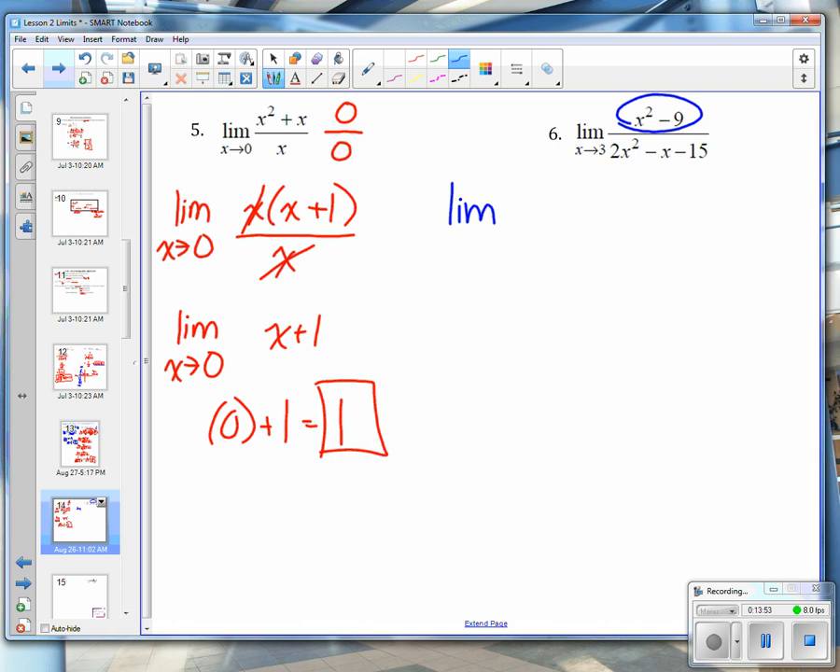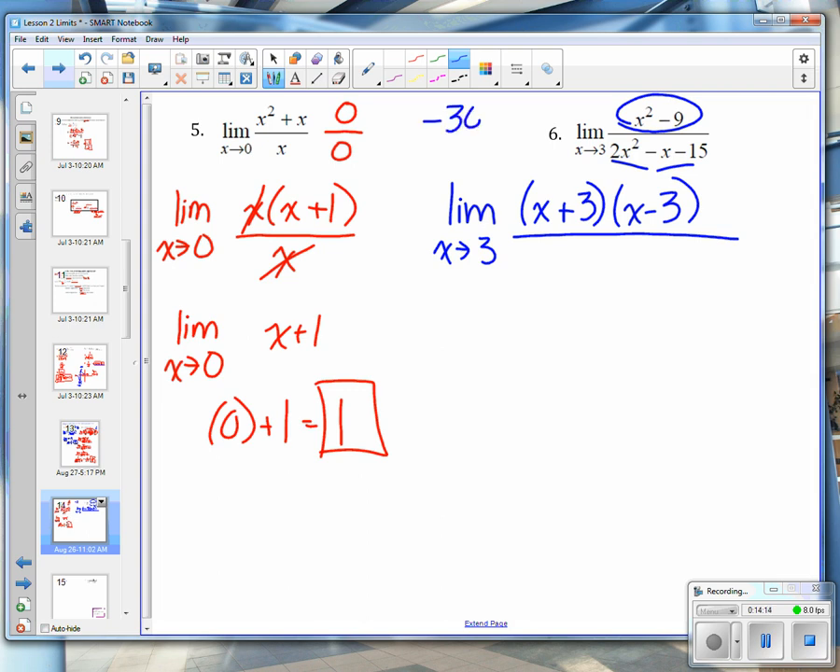So this is our limit as x approaches 3. I've got x plus 3 and x minus 3, right? So that's a nice easy one. On the bottom, we've got our 3 terms. And remember, we do actually have an a value here. So this is where I need to multiply 2 times negative 5. I get negative 30, and I'm looking for the factors of 30 that add to give me negative 1. That would be negative 6 and positive 5.